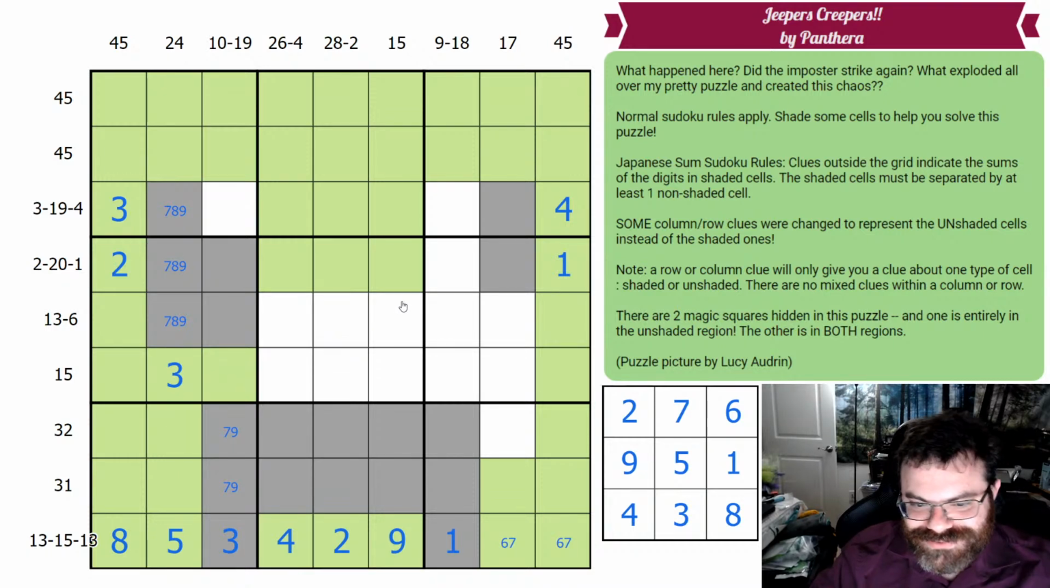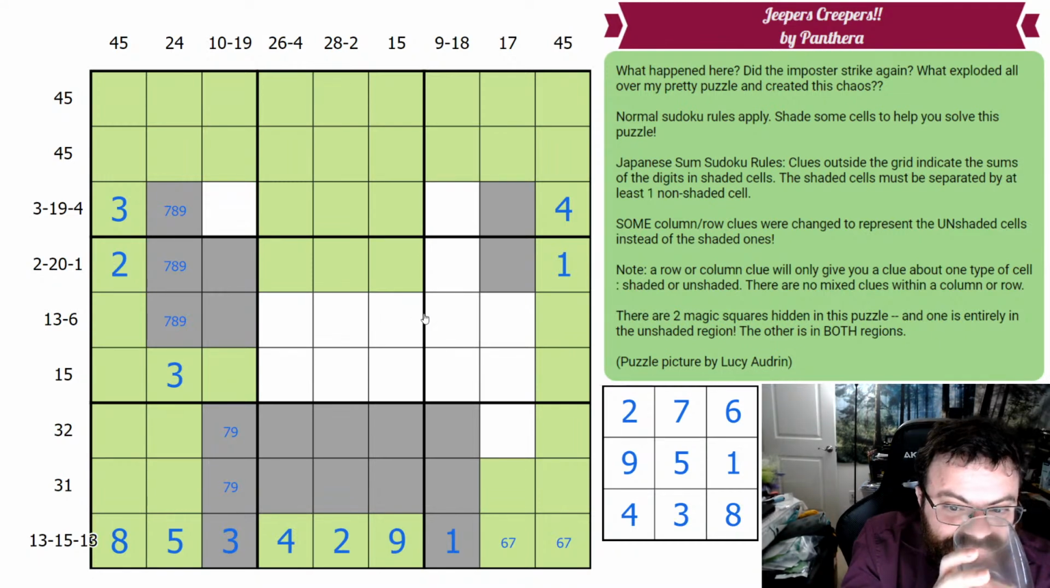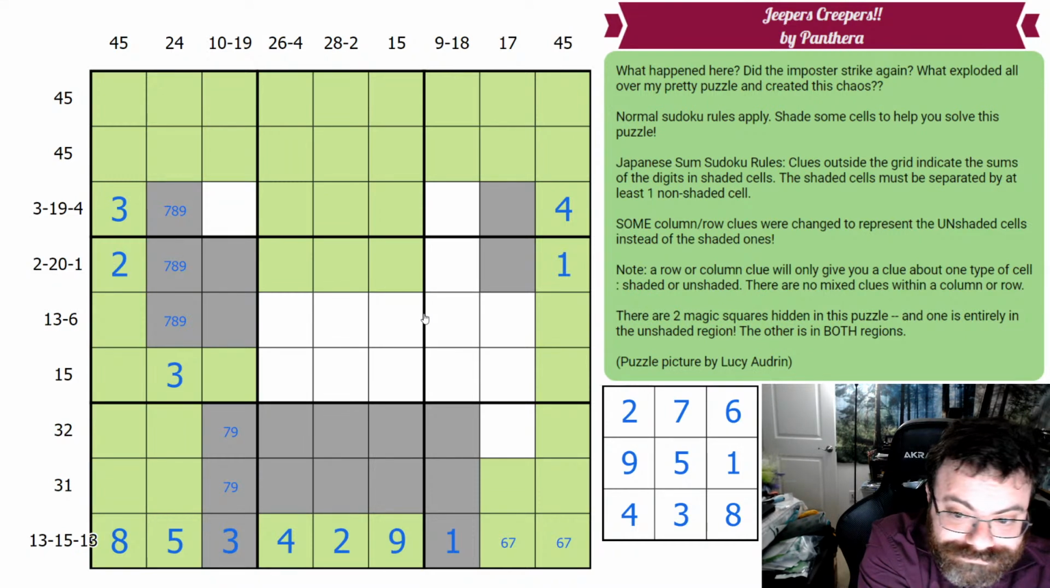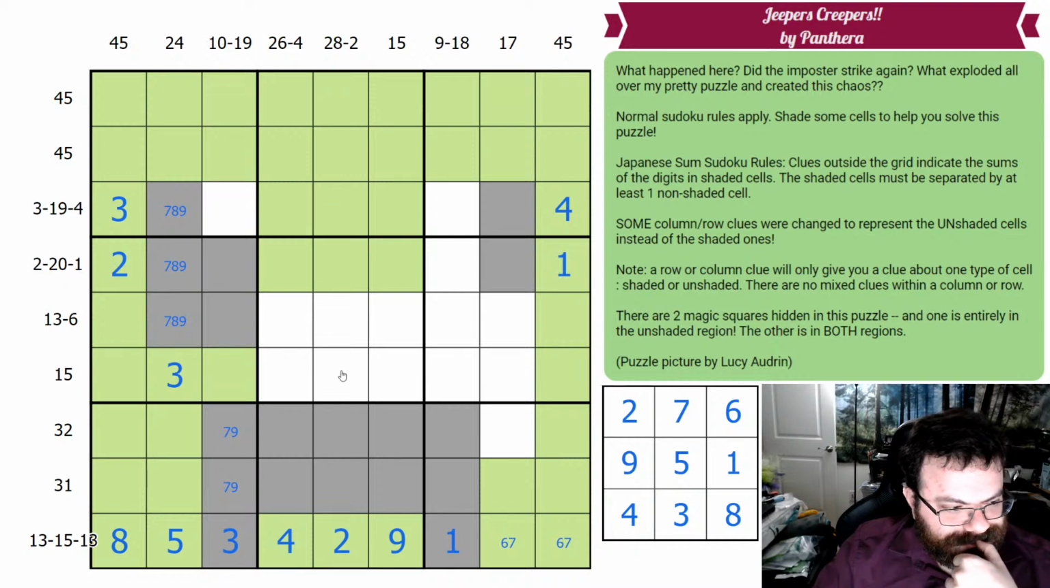We're cooking with gas, boys. Well, maybe we shouldn't be cooking with gas so close to a creeper, but... Don't cook with gas. Good advice.